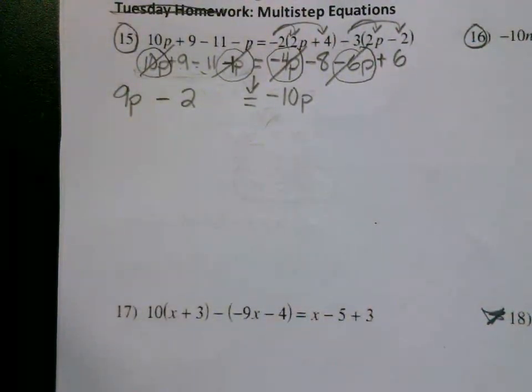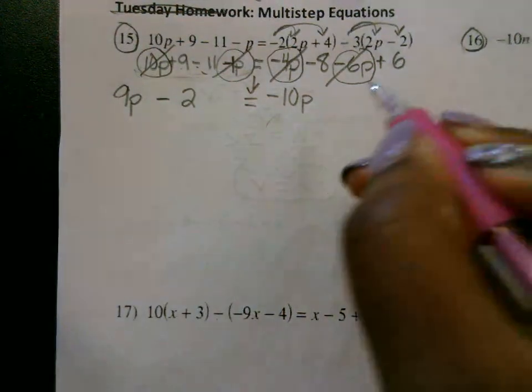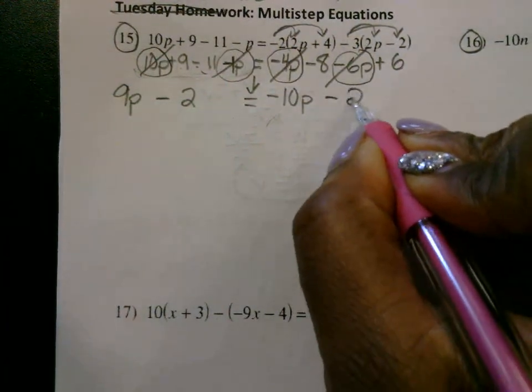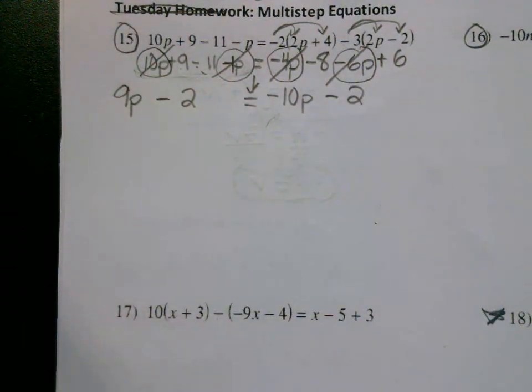Okay. Now we're going to combine -8 plus 6. If you forgot, type it in. What is -8 plus 6? What does that give me? -2. This is -2. So we did distributive property first. Then we combine like terms on each side separately.